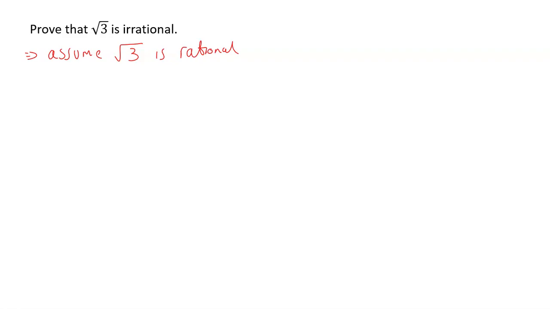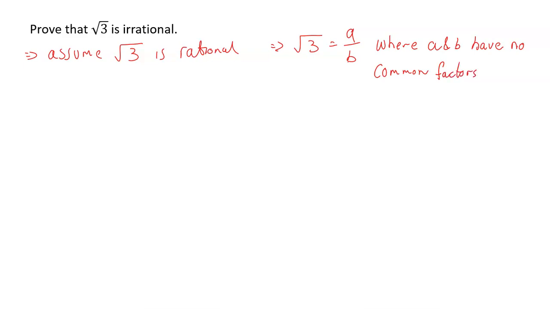What do I mean by that? Well, that means that root 3 can be written in the form of a over b, and the key thing here is that a and b have no common factors. Think of it in the most simple of terms as being a fraction in its simplest form. I can write root 3 like that. Now, if I have root 3 equals a over b, I can work with that and play about with it to see where I can get to.